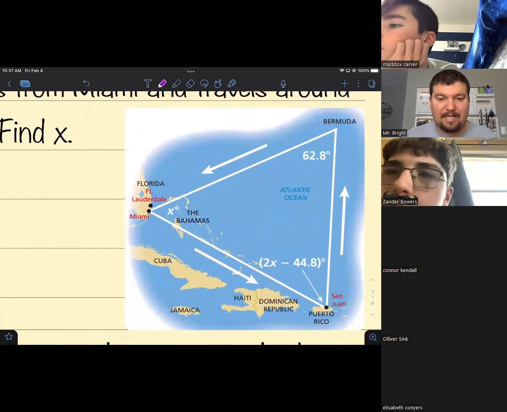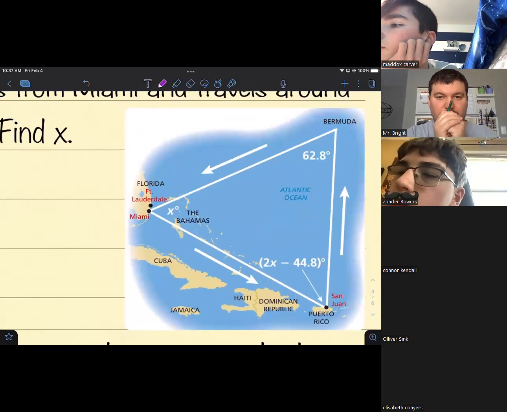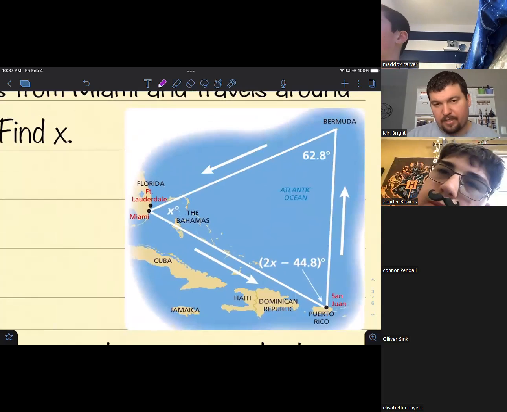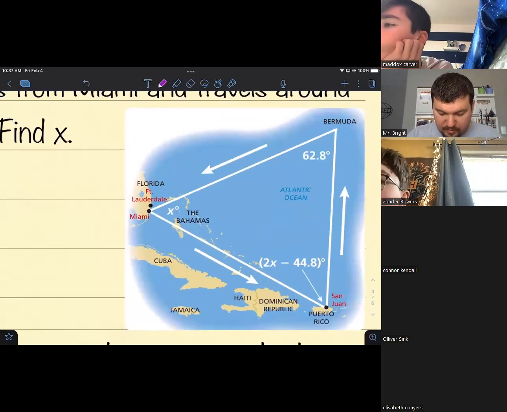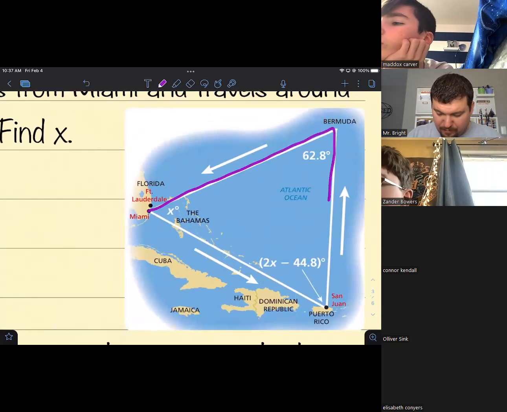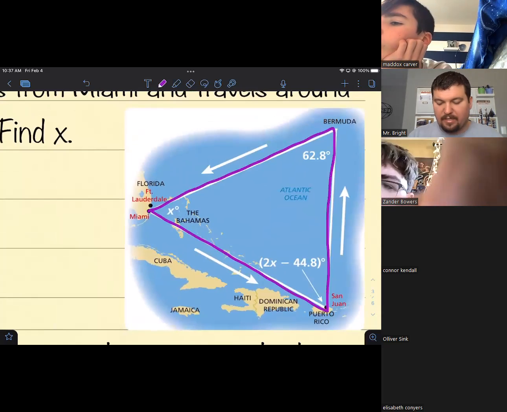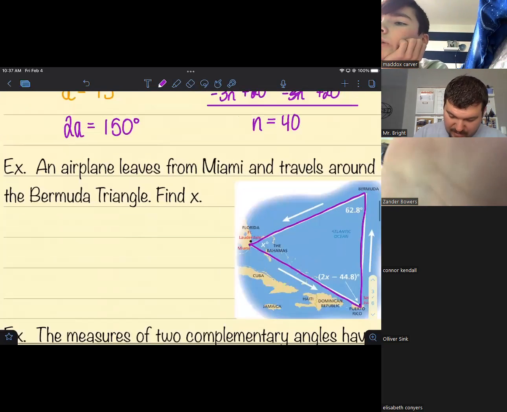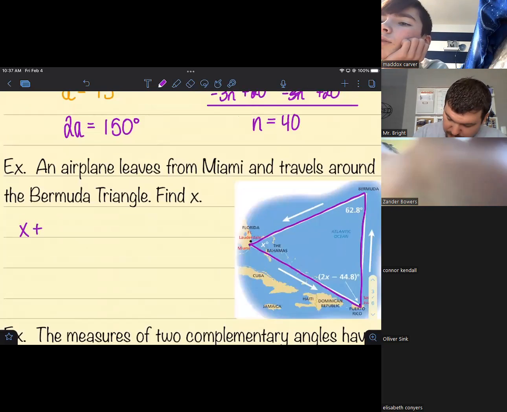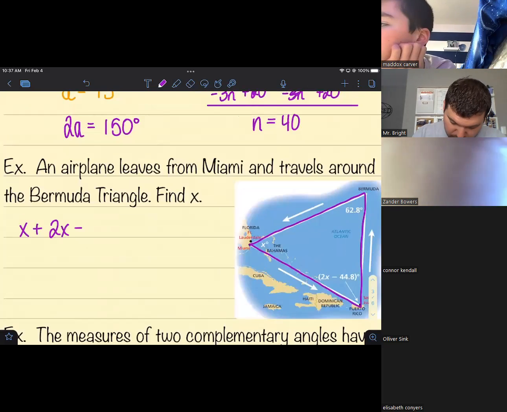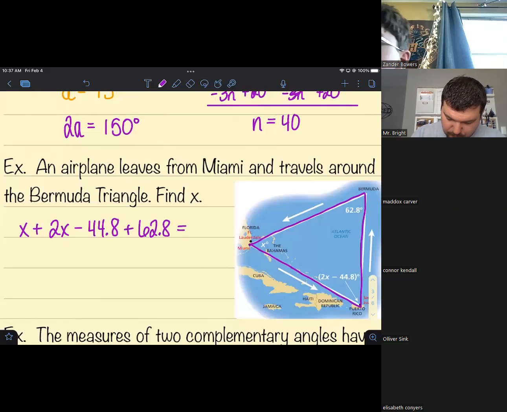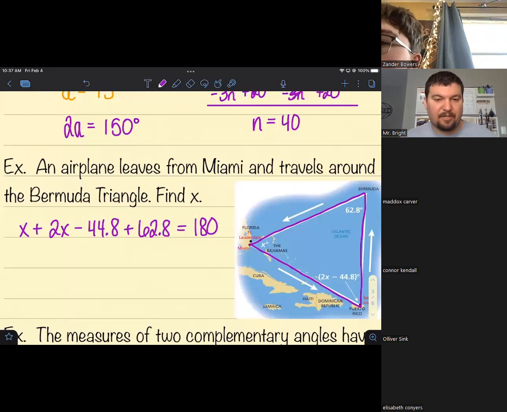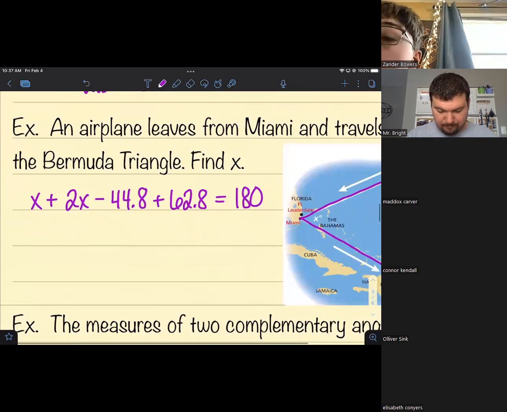Now, is angle x inside or outside the triangle? Inside. Yeah, so this is going to be the Triangle Sum Theorem. I'm not going to use the exterior angle theorem that we just used. We're going to use the sum theorem, which states that if I add up the 3 angles inside of a triangle, it's going to give us 180. So I'm just going to go ahead and write that down. x plus 2x minus 44.8 plus 62.8, because they're inside the triangle, all three are going to add up to 180.